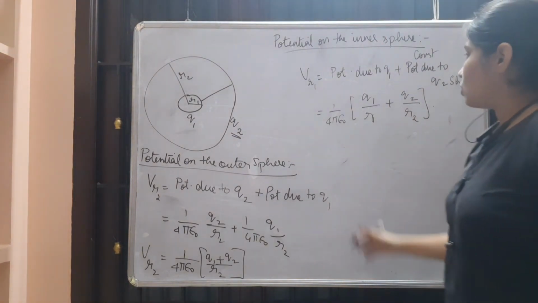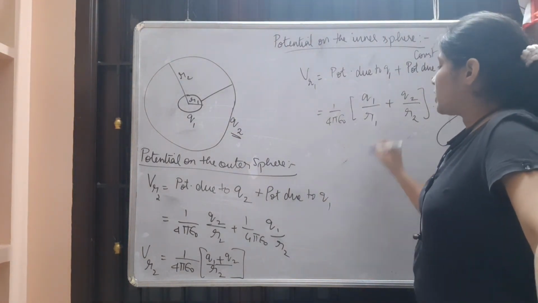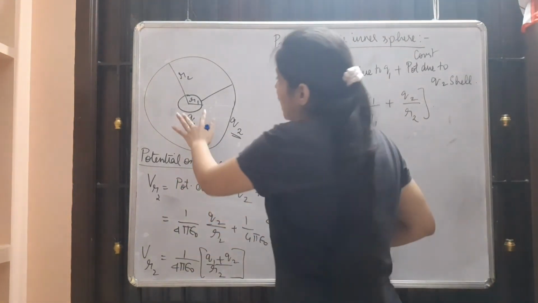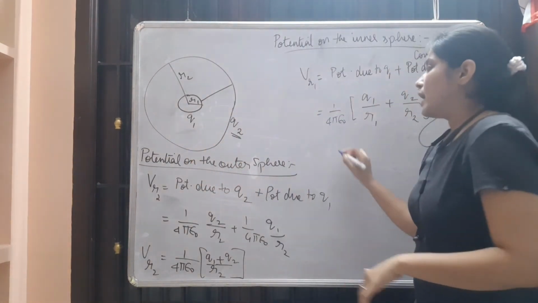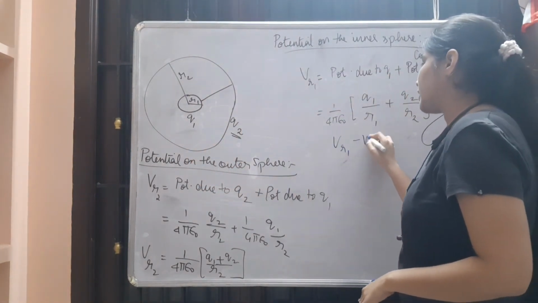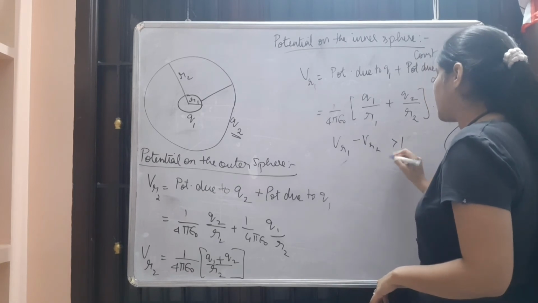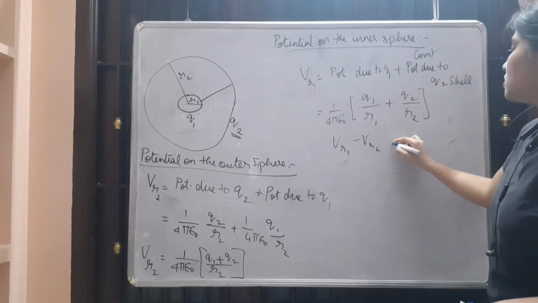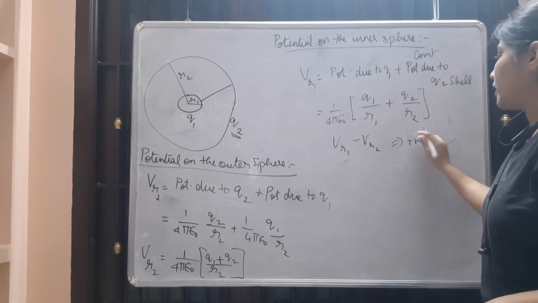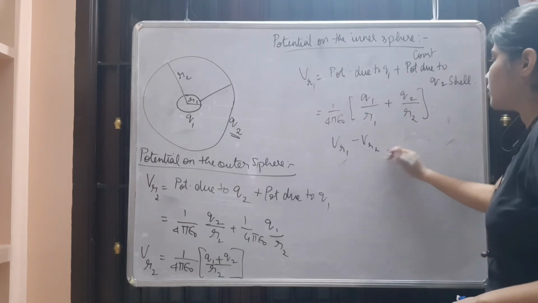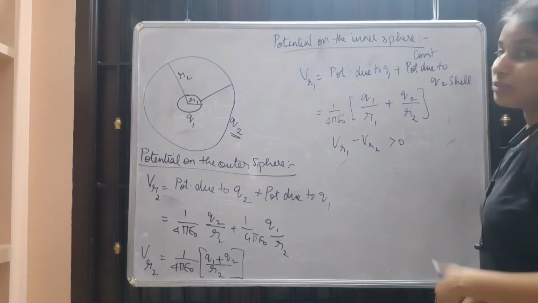So therefore what we have to do is find V_R1 minus V_R2 and prove that it is always greater than 0. Basically you have to prove that this is positive.